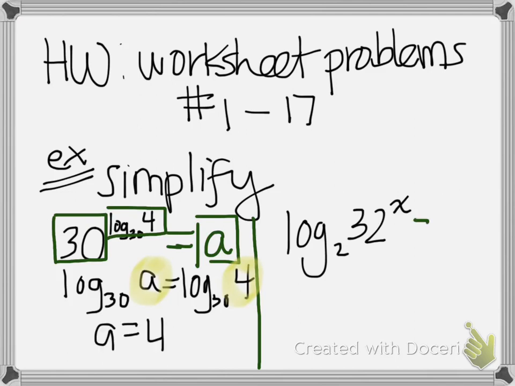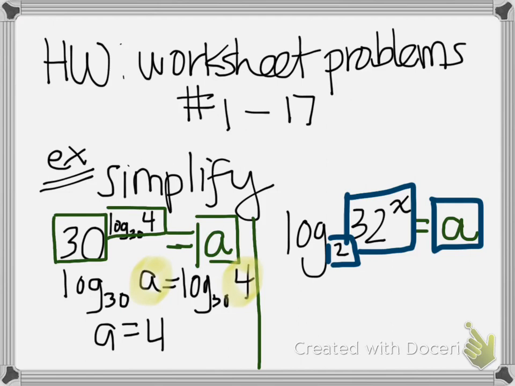Now, taking a look at the other problem, this one happens to be in log form. Again, they're asking me to simplify this, which I have no clue, so let's say it's equal to a again. Looking at the way it's structured, we have the base 2, the exponent a, and then the log of the number, which is the whole thing, 32 to the x. I recognize that this is in log form, so I'm going to change it into exponential form. So this becomes 2 to the a equals 32 to the x.